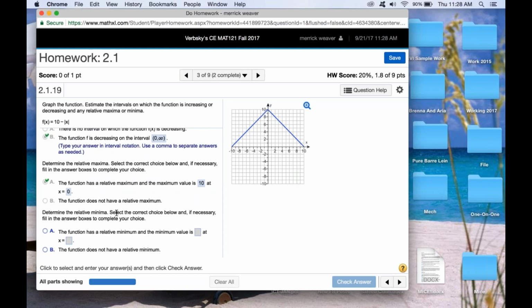Okay, determine the relative minima. So the minimum on this function would be infinity, right? That's not a number. Okay. That's never an answer because it's not a number. It's a concept. Would it be 10? Does not exist. Oh, it does not exist? No, there's no relative minimum there.